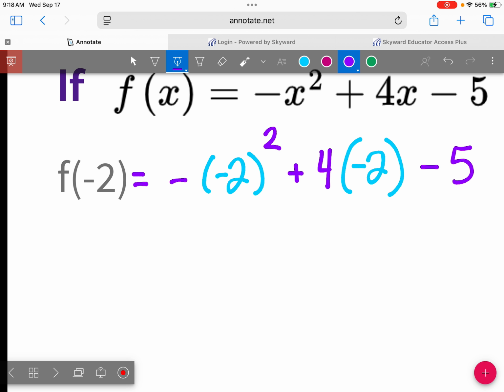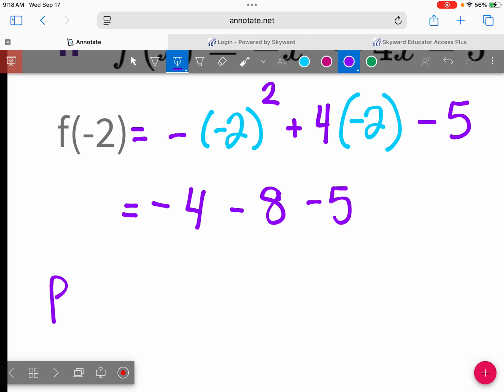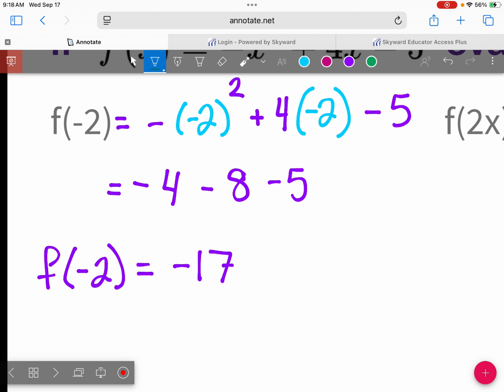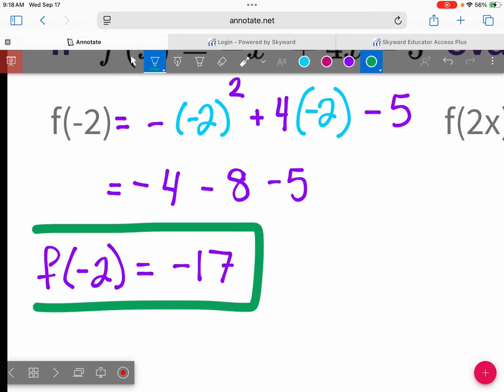So we have our opposite of negative 2 squared is going to give us a 4. 4 times negative 2 is going to give us a minus 8. And then we have minus 5. So we have minus 4, minus 8, minus 5. What is the value of f of negative 2? Negative 17. So this is our answer for f of negative 2. That is super chunky.